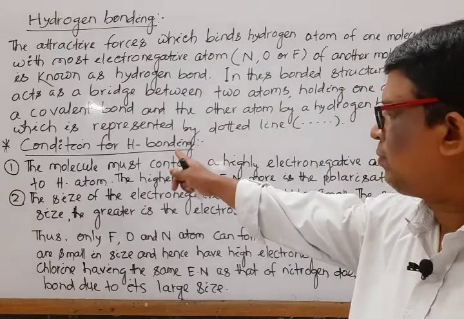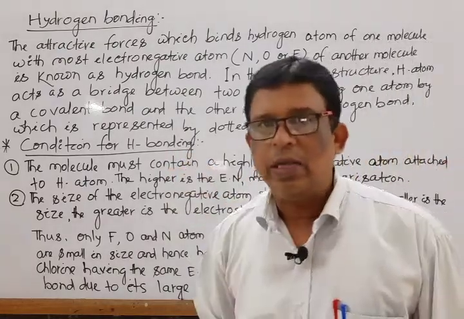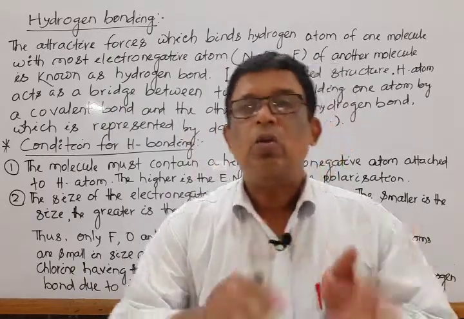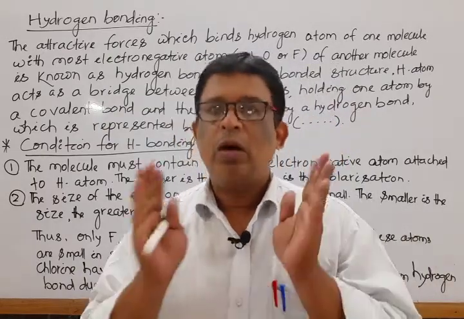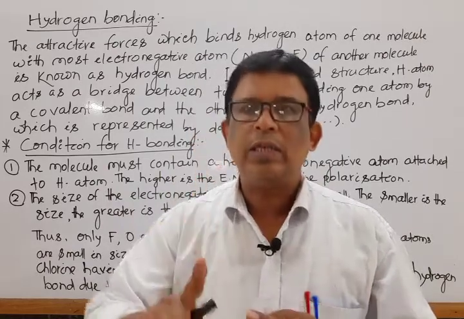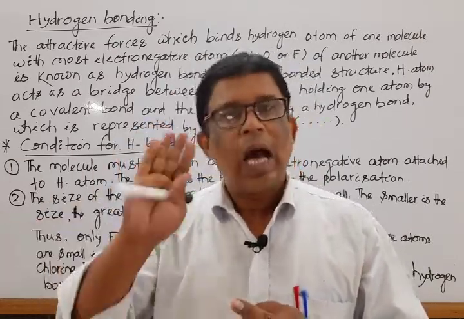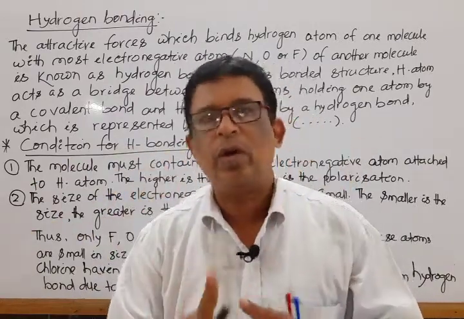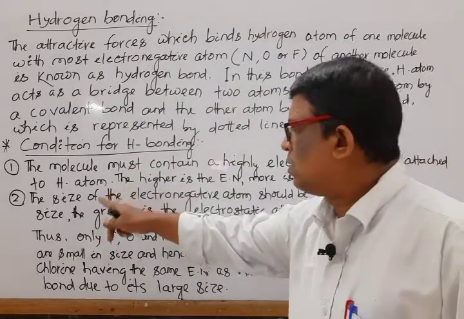Next, discuss the condition. Already we covered that two conditions are there. One is hydrogen. What about the other atom? The other atom must satisfy two conditions. One, it must have higher electronegativity, and second, that atom must be smaller in size. Mark that, two conditions are there.